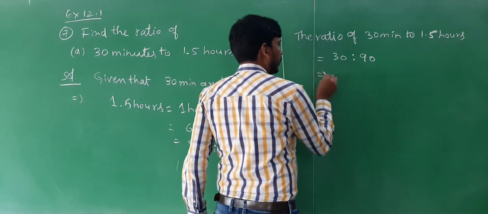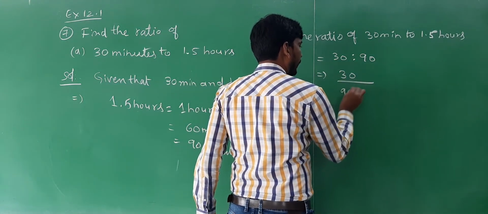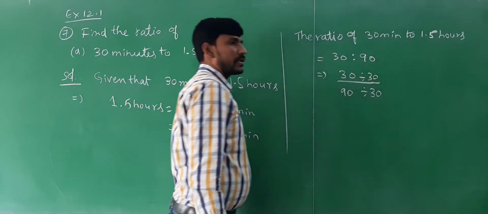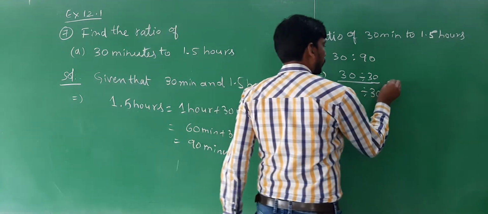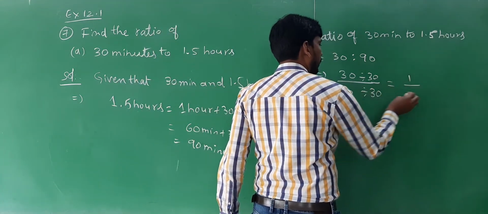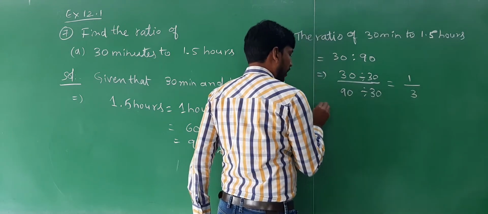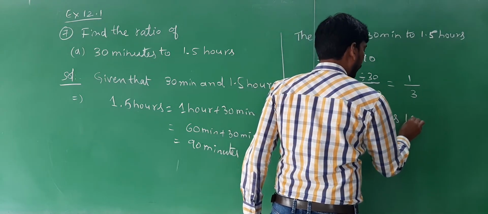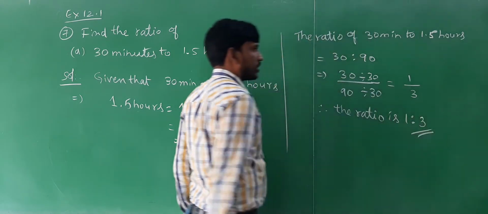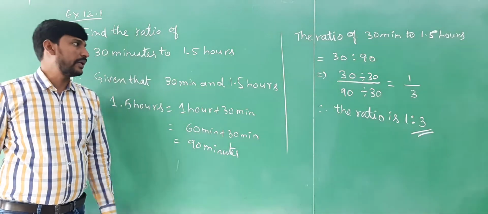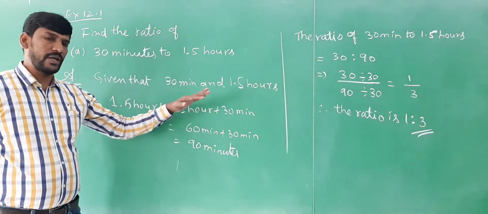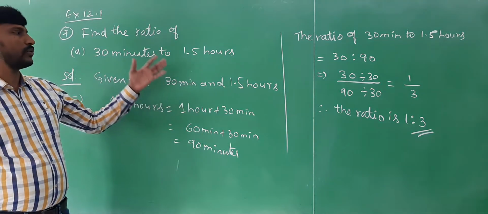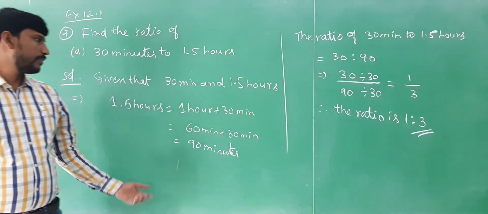So now 30 by 90, you should divide with 30 in the numerator and denominator, because 30 and 90 are multiples of 30, three table, right? So 30 by 30 is 1, 90 by 30 is equal to 3. Therefore the ratio is 1 is to 3. Clear? This is the process to find the ratio when quantities are given in different units: convert into the same unit and find the ratio by the normal process. Please copy this.